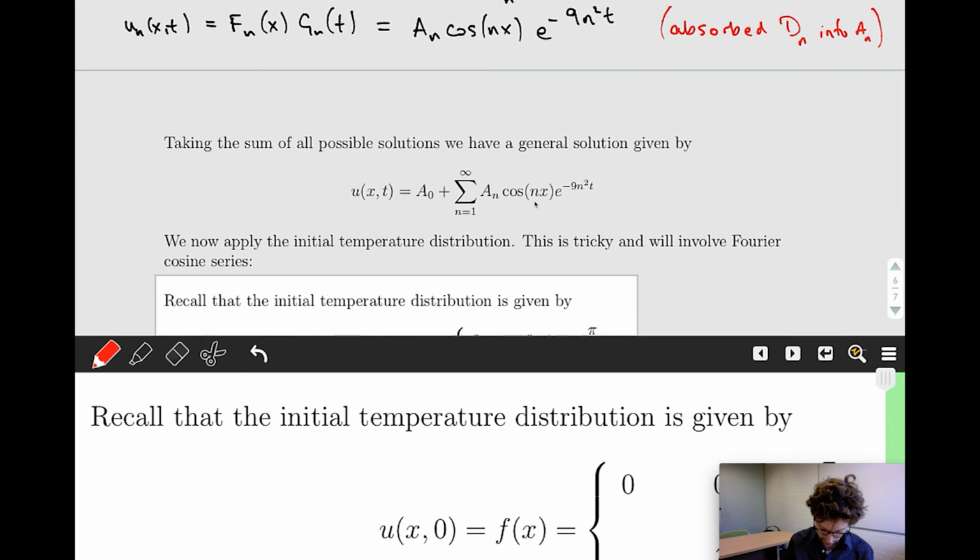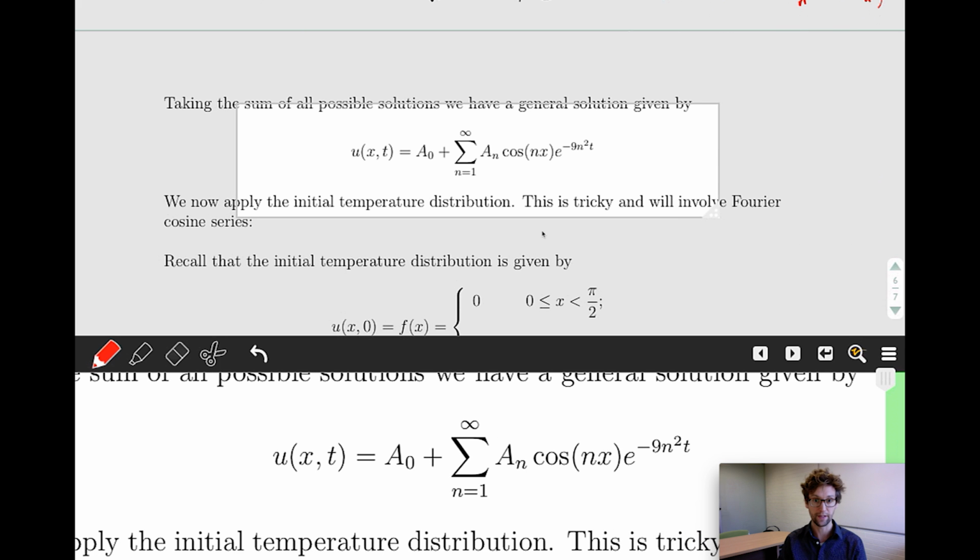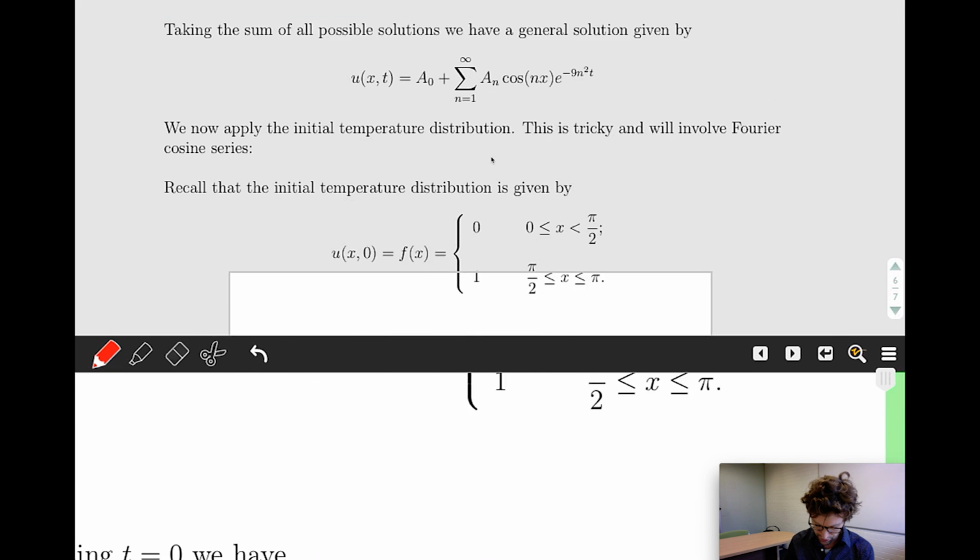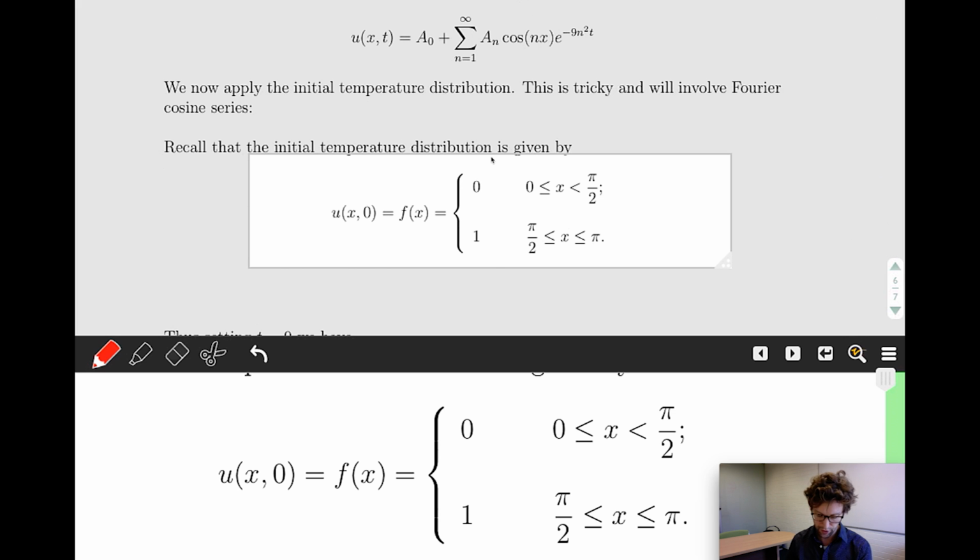So our most general solution then is going to look something like this. We've got a constant, that came from k is equal to 0, and we've got cosines that are decaying with time. Now we still need to figure out what the unknown constants a0 and an are. And as we're going to see, we're going to do that using Fourier series. So let's go back to our initial temperature distribution. It was given by a step function. f of x is equal to 0 between 0 and pi over 2, and then it jumps up to 1 between pi over 2 and pi.